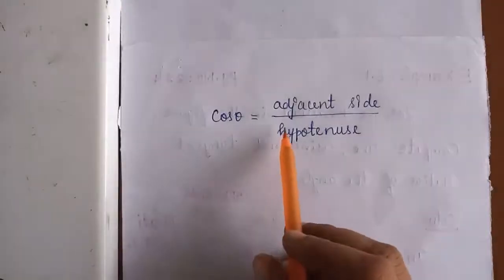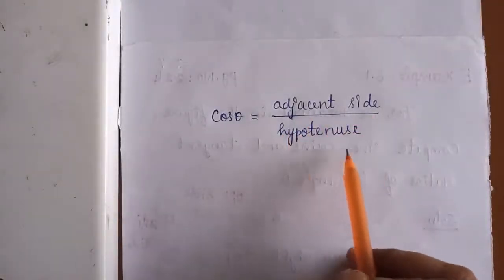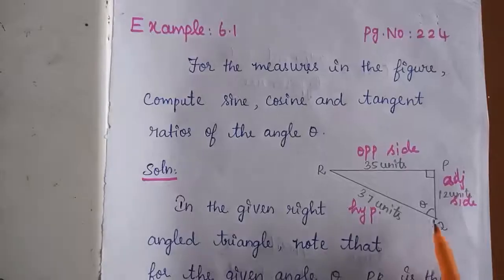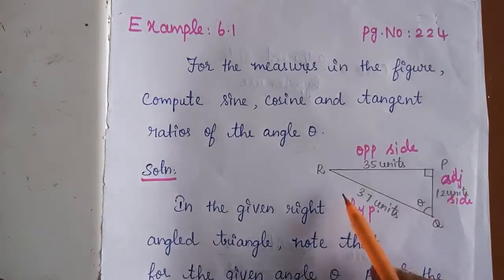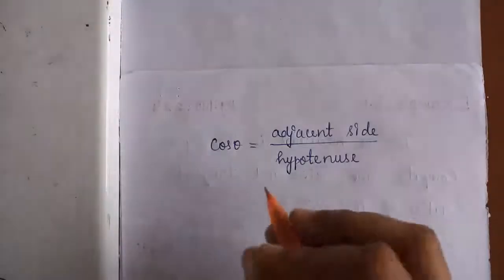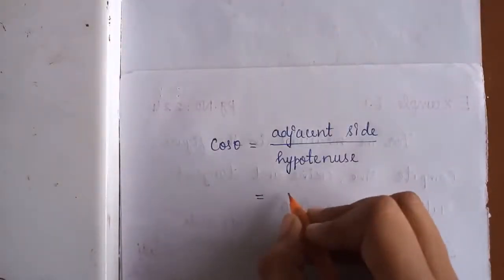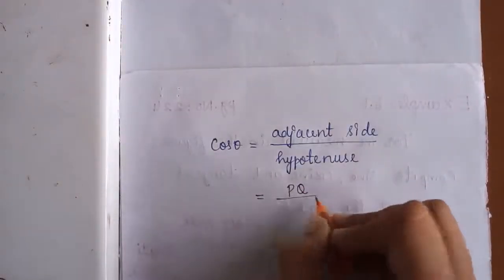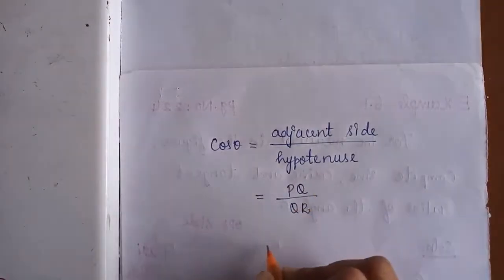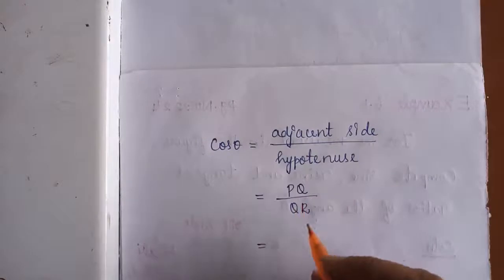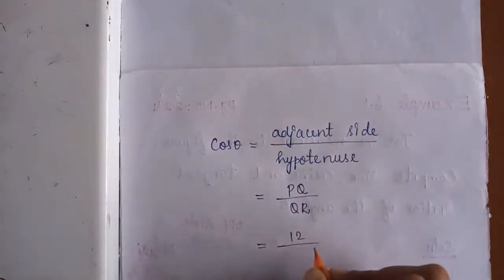Then cos theta is equal to adjacent side by hypotenuse. The value of adjacent, that is PQ, is 12, and hypotenuse is QR, that value is 37. Therefore cos theta is equal to PQ divided by QR, which is 12 divided by 37.